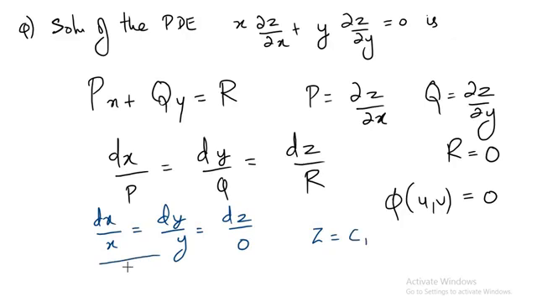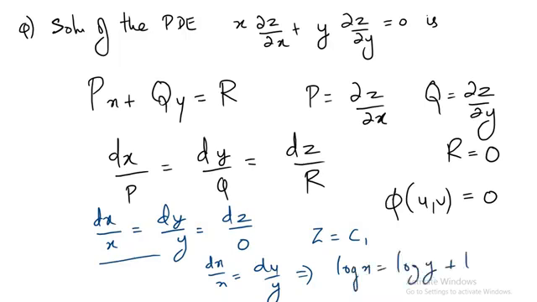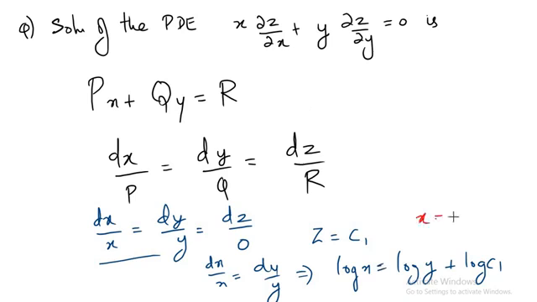And if you compare these two, we get dx by x is equal to dy by y. Then if you integrate, log x is equal to log y plus some constant, so I'll take this as log c2. From which I can get x is equal to c2 y, or c2 is equal to x by y. Okay, not c1, I'll take c2 as the constant here.